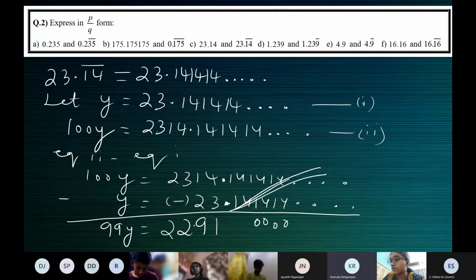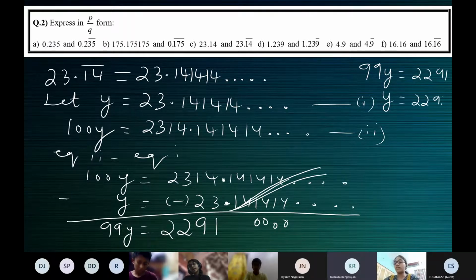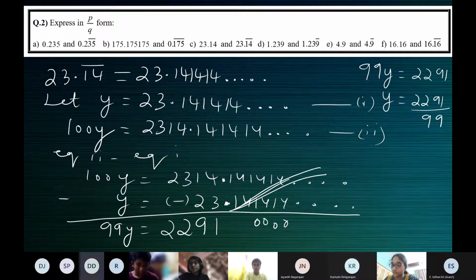Is my subtraction correct, children? Yes, ma'am. Okay. So 99y is equal to 2291. y is equal to 2291 divided by 99. And I think this is the simplest form also. Please tell me if I'm right. Yes, ma'am.